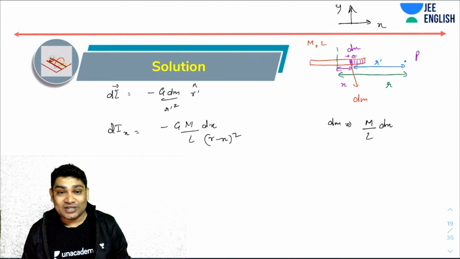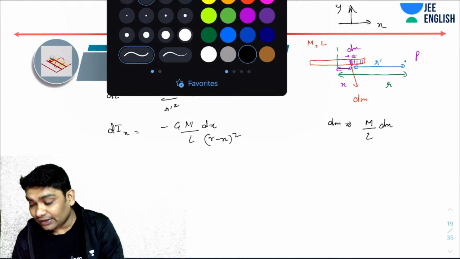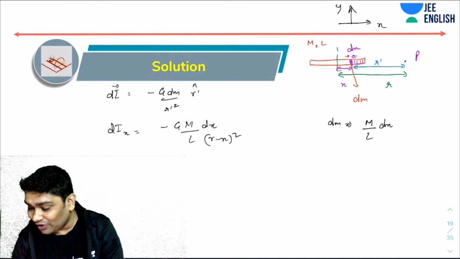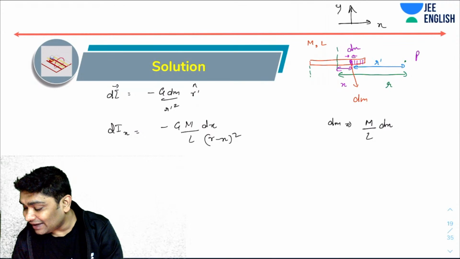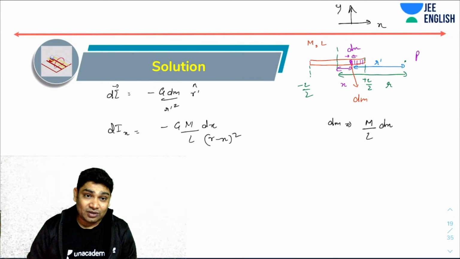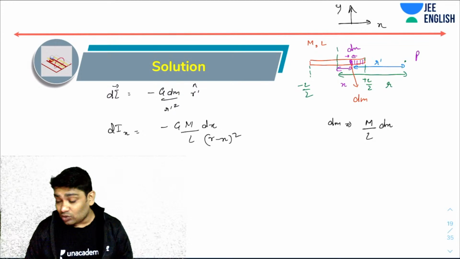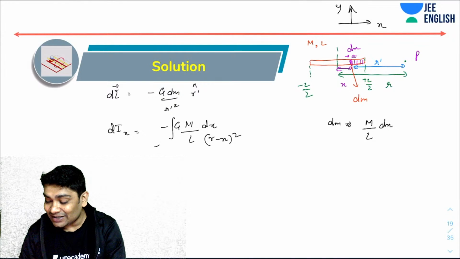Now all I need to do is integrate this. And the limits of x. Like x कहाँ से कहाँ vary करेगा? So the limits of x will vary from L by 2. This would be minus L by 2, at this side, and this would be plus L by 2. So assuming that x is considered to be positive towards the right and negative towards the left, all I need to do is integrate this from minus L by 2 to plus L by 2.